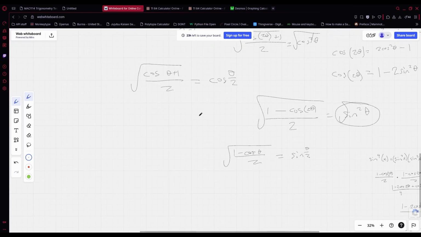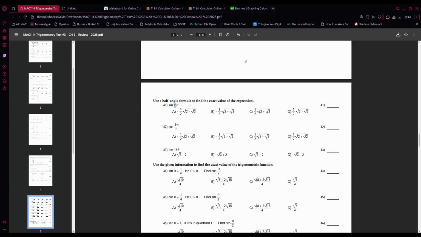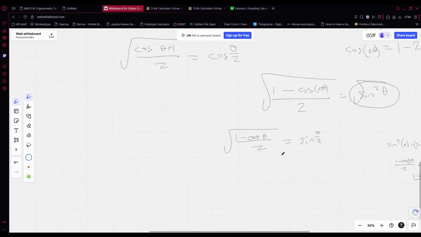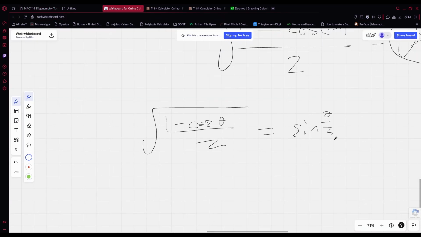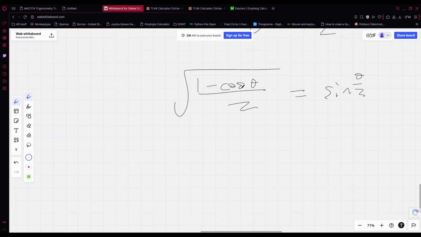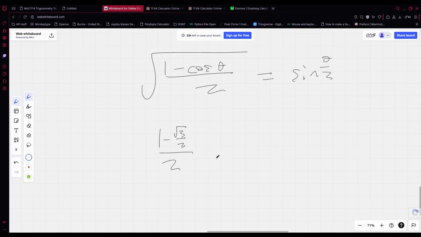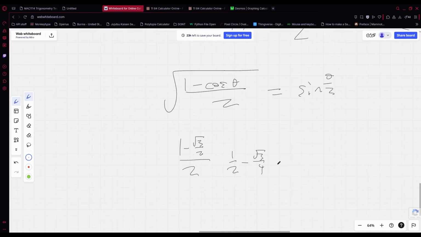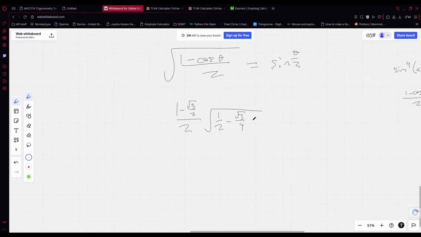Okay. So now, if we have 15 degrees, plug it in, and say, okay, sine theta over 2, 15 degrees is theta over 2, is equal to cosine theta, which would be 30. So 1 minus cosine 30, 30 is pi over 6, square root of 3 over 2, minus square root of 3 over 2 over 2. 2 minus square root of 3 over 4. And then all this is under square root.